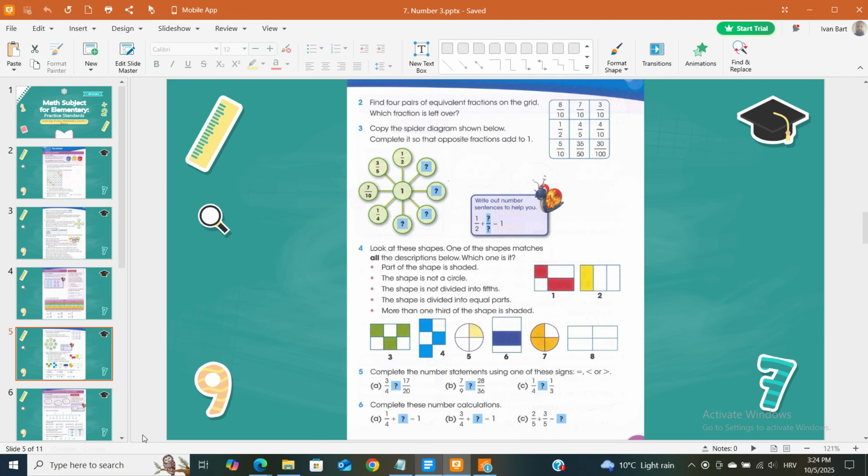Complete the number statements using one of these signs. Equals, less than or greater than. 3, 17. (a) 20, 7. (b) 28, 36. 6. Complete these number calculations.